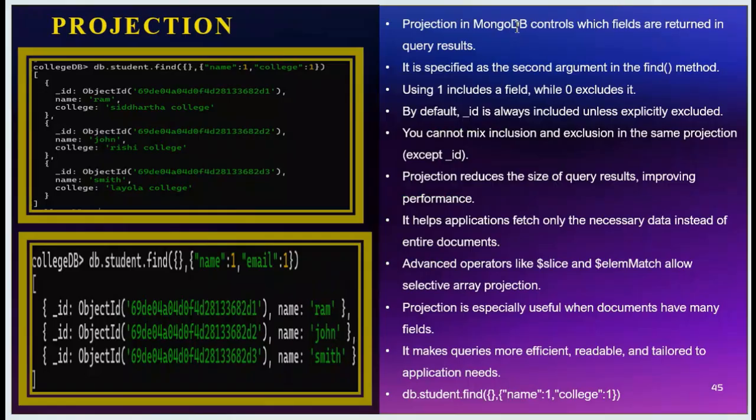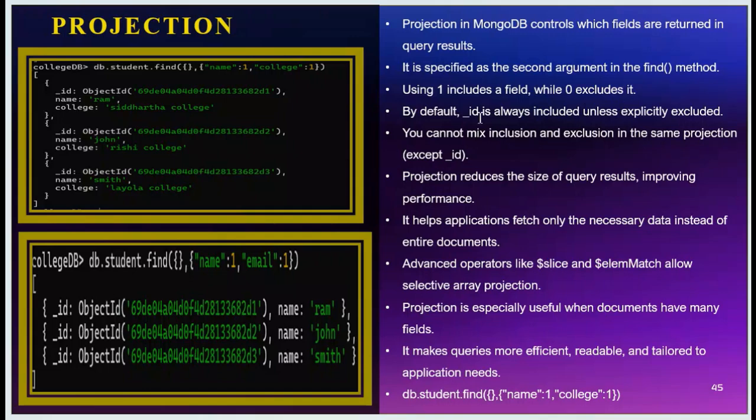So here you can see that projection in MongoDB controls which fields are returned in query results. It is specified as the second argument in the find method. It is also related to reading the data. When we use 1, it includes a field. When we use 0, it excludes that field.